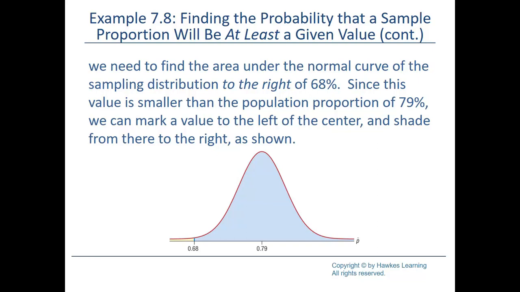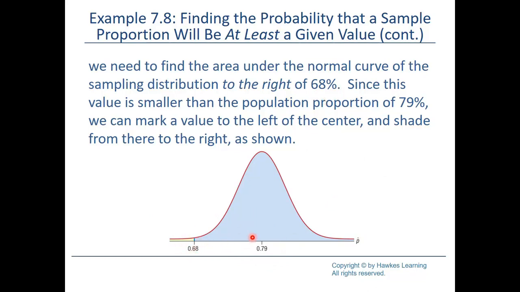Now, this value is a little bit smaller than the population proportion, which was 79%. And what we want to do when we are drawing these normal curves is put in what the mean is. And again, this is the mean of the proportion here. So that's 0.79 instead of 79%. I'm going to actually use it as the decimal. I do see that 68%, which is 0.68, would be over here somewhere.